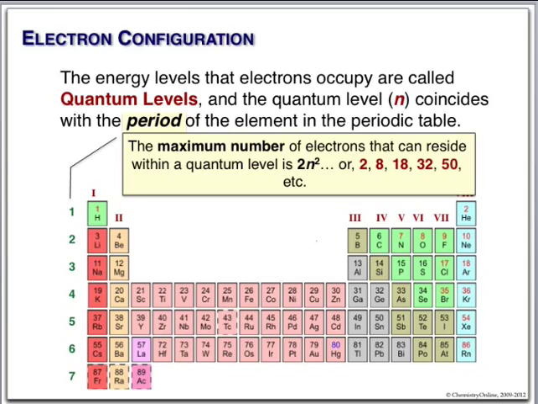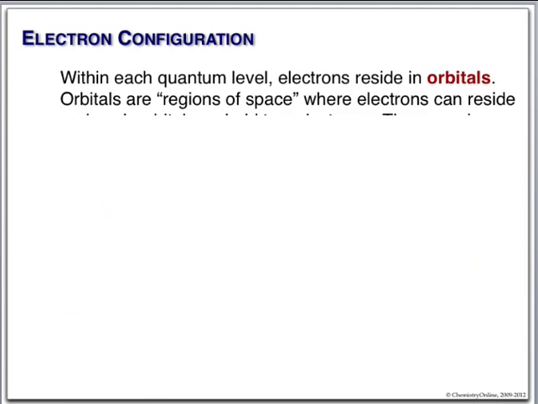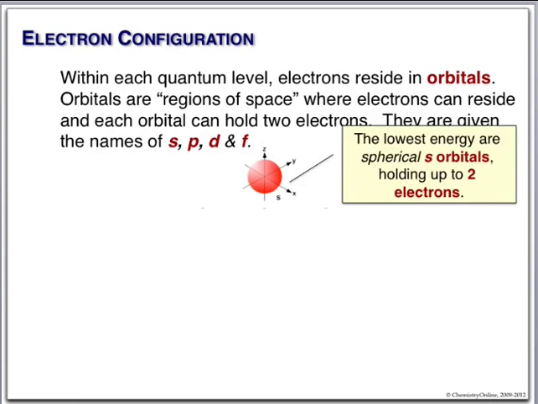Now, every level can have different numbers of electrons. The formula is actually 2n squared. So this is 2, 8, 18, 32, 50, and on and on and on. Now, within each level, these things live in orbitals. Orbitals are cute. They are really just calculated regions of space where electrons can reside. Every orbital can only hold 2 electrons. Only 2 electrons per orbital.